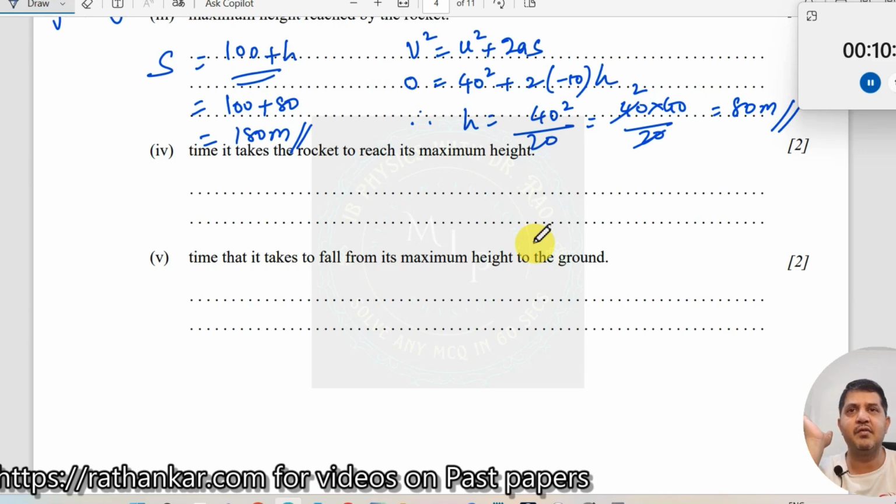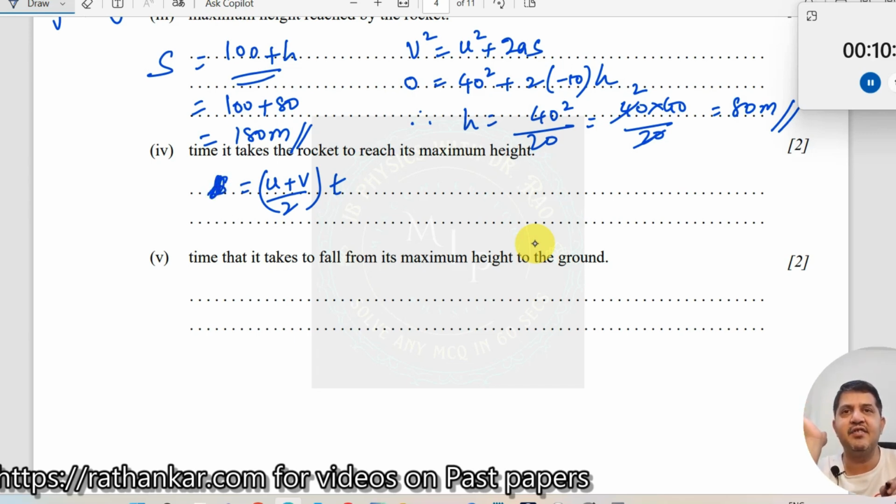Okay, now let us move on to the next one. Time it takes the rocket to reach its maximum height. That also we have been asked. So now what we can do is use this equation, S equal to U plus V divided by 2 into T. To use this, you have to be very careful. Now if I use this equation, what is this S here? This S is nothing but the total time.